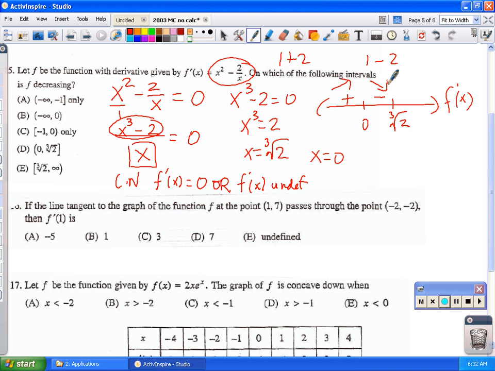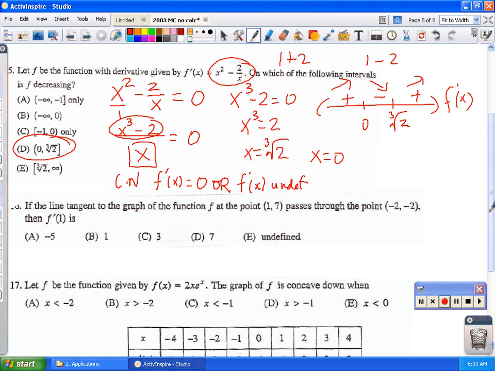And if I pick a number bigger than the cube root of 2, like 5, that would give me 25 minus 2 over 5, which is positive. So the original function is increasing. So we are decreasing from 0 to the cube root of 2, which is letter D.